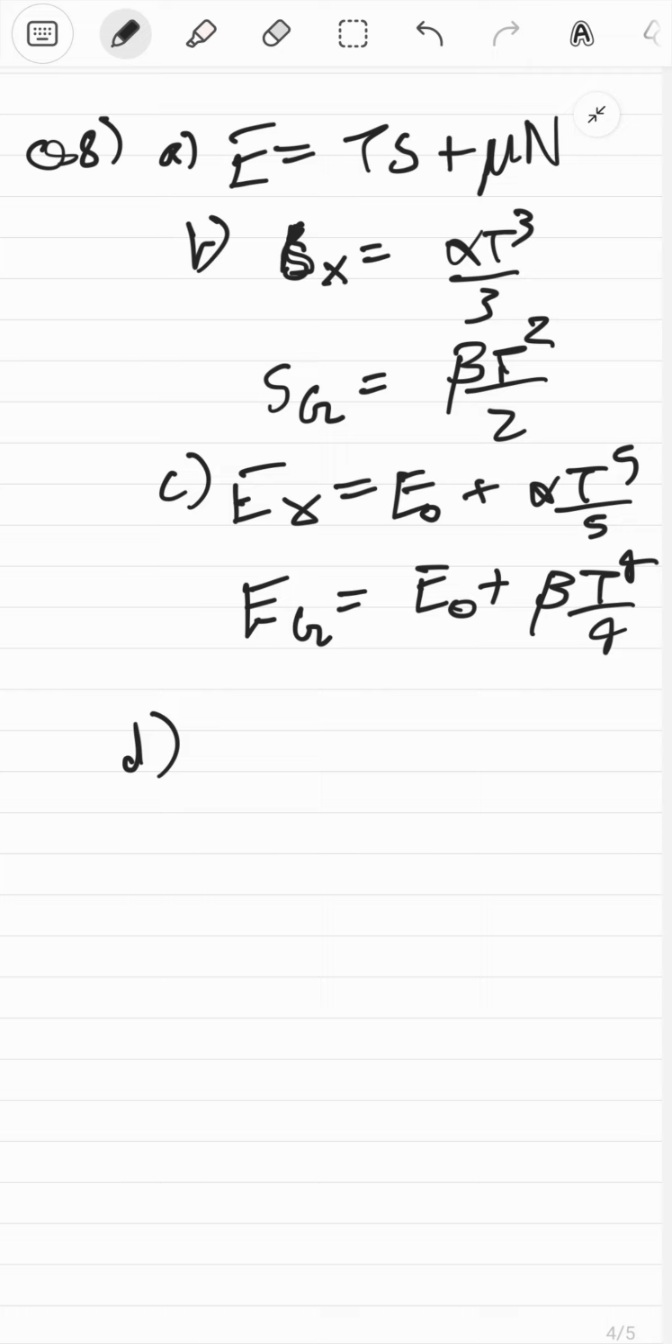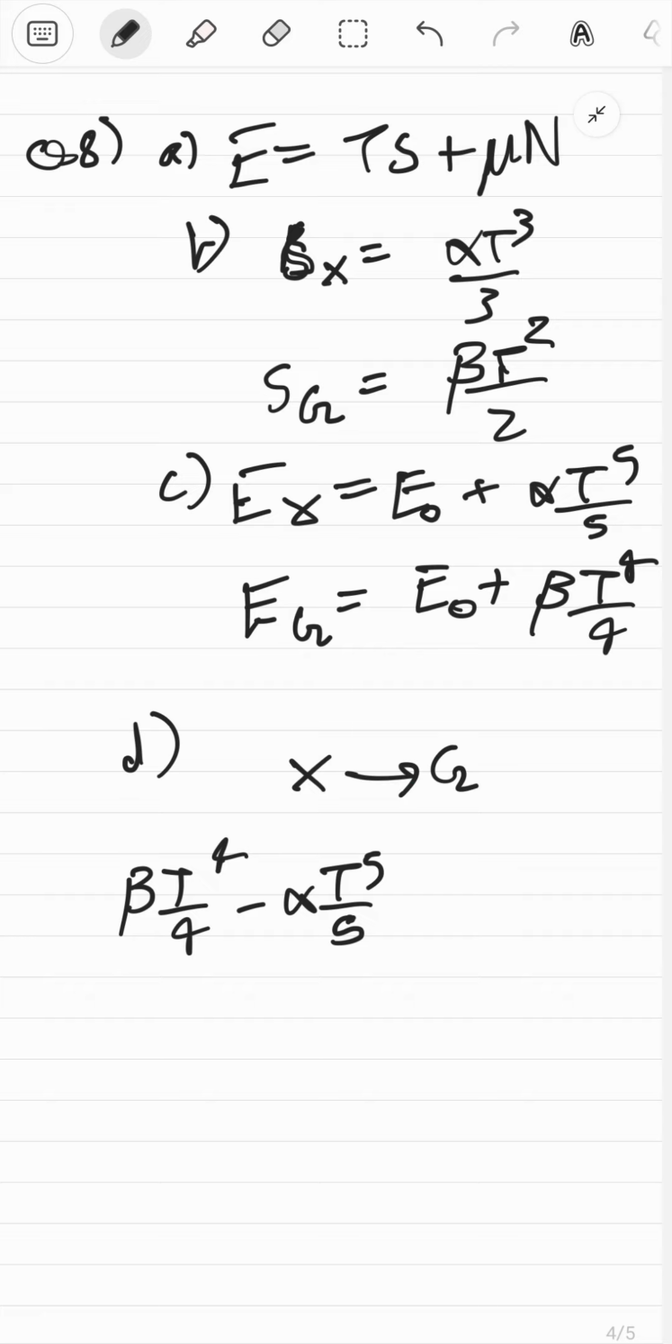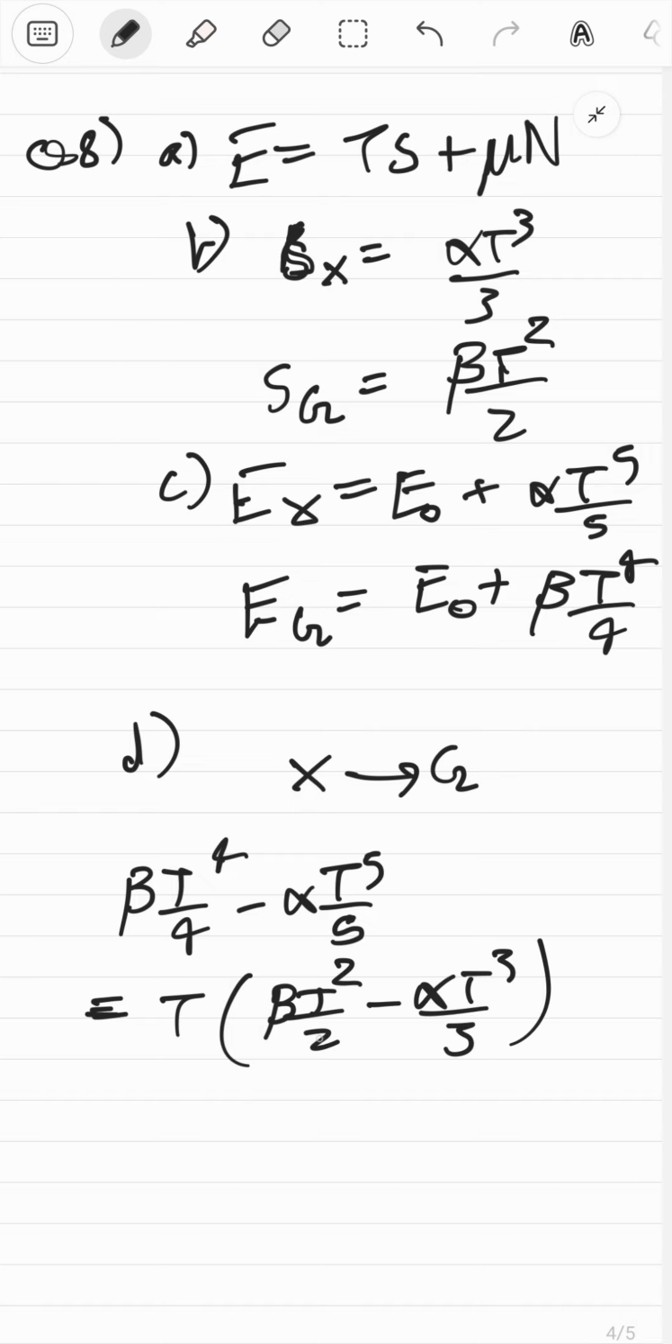Change in the energy of these two. So the difference of these two, not the sum. So beta T power 4 upon 4 minus alpha T power 5 upon 5. If you go from crystalline to glassy, that's the energy change. That's basically dq, which should be equal to T times dS. So the entropy changes once again. For crystalline, going to glass, just have beta T power 2 upon 2 minus alpha T cube upon 3. It should be Tm everywhere, in fact, but we'll not do that later. Then you just put that over there.